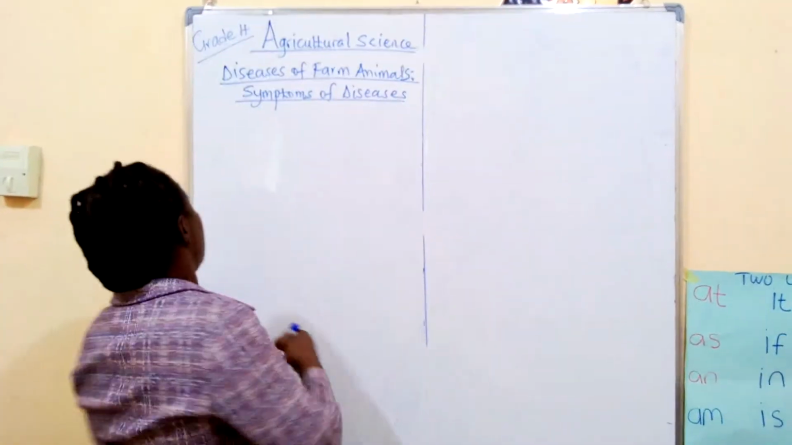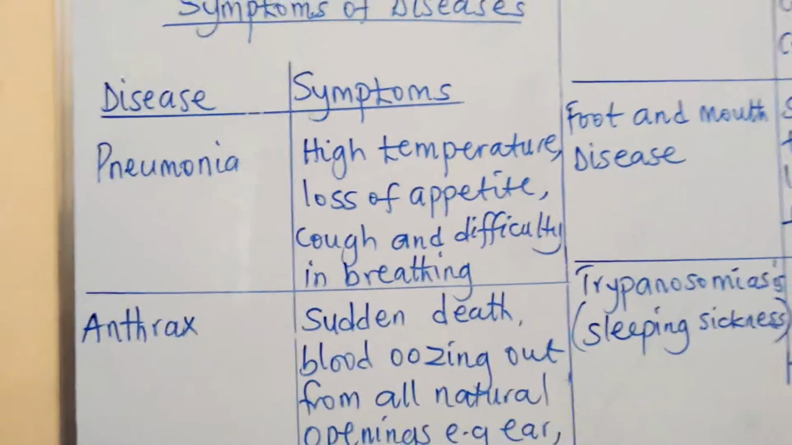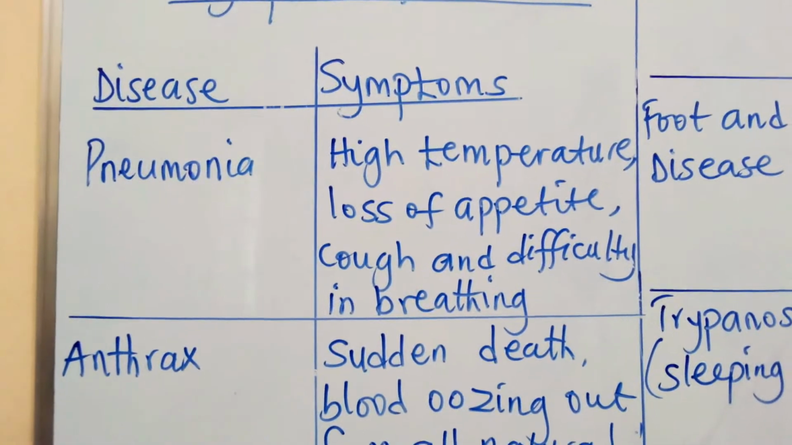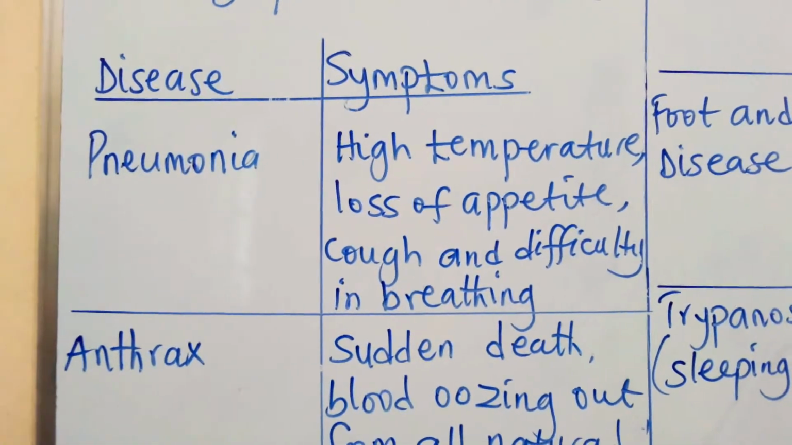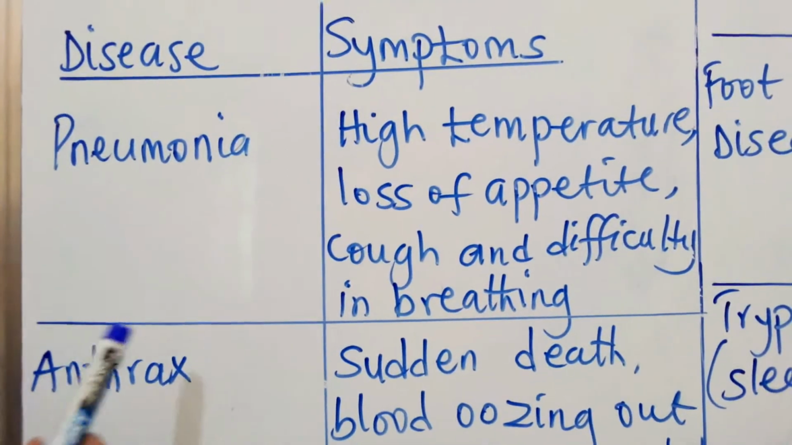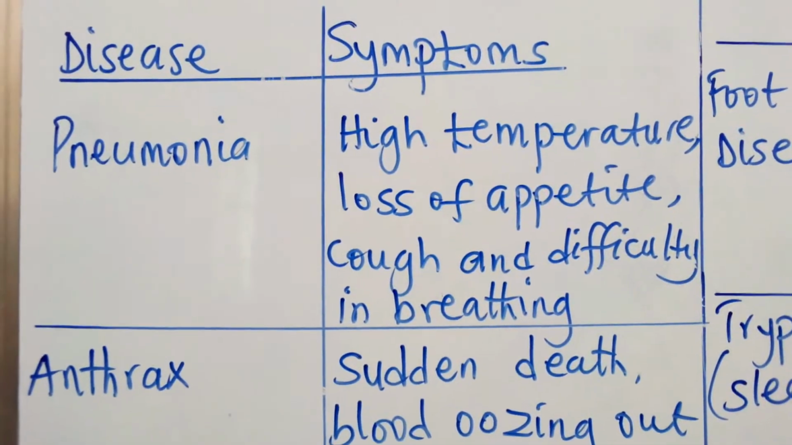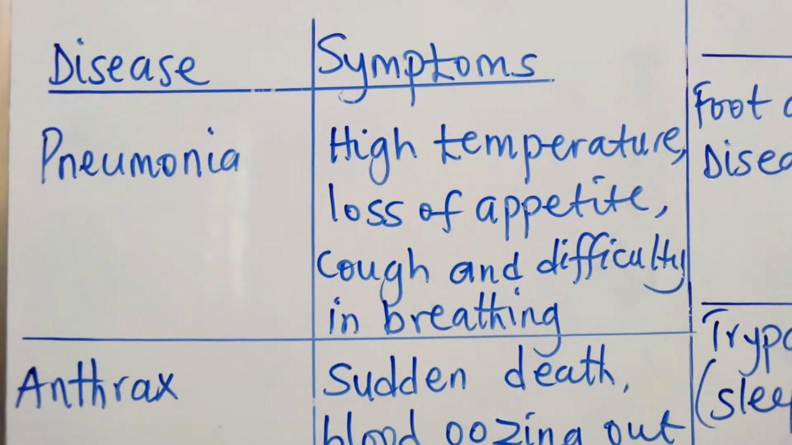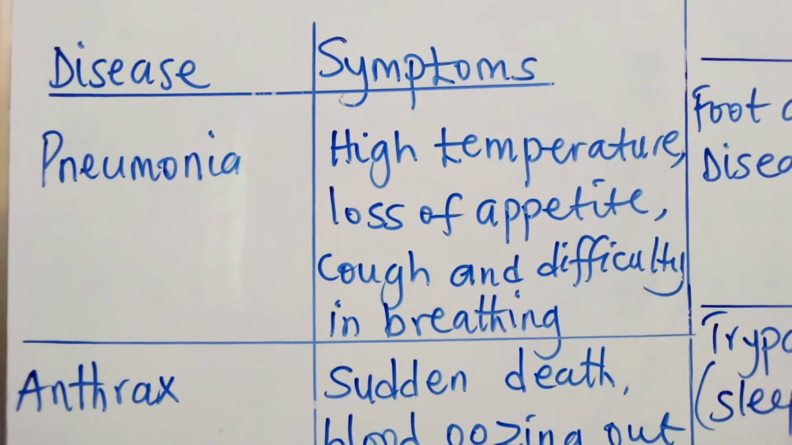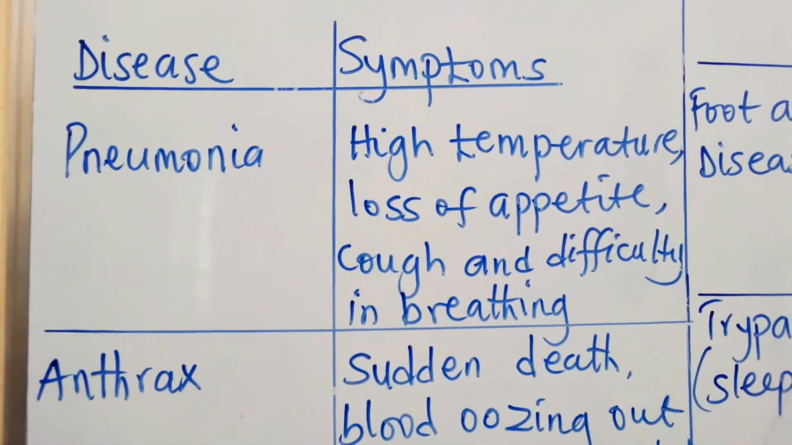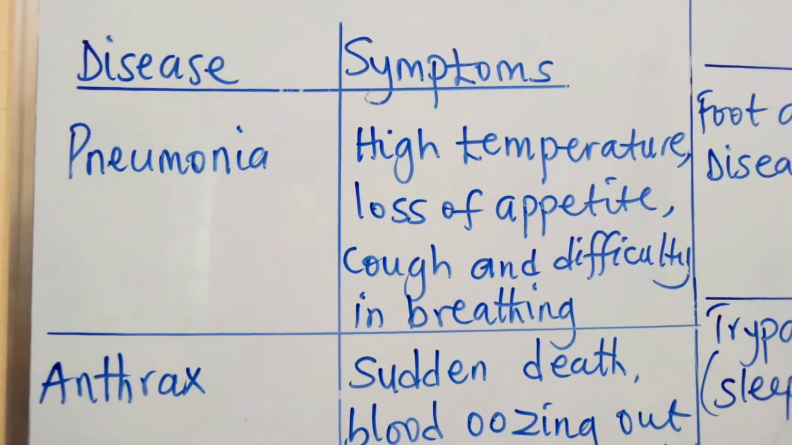The symptoms of pneumonia. All right, friends, here are some of the diseases and their symptoms. Here we have pneumonia. We have stated that it has high temperature, loss of appetite, cough, and difficulty in breathing. Any animal that has this sickness, these are the symptoms that will manifest.